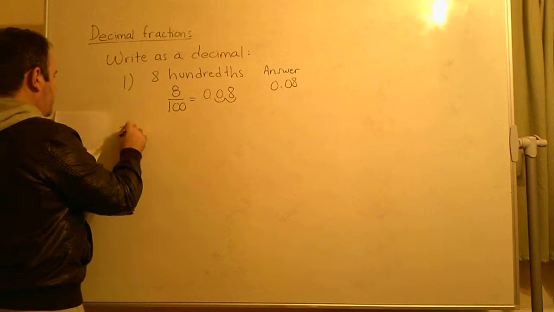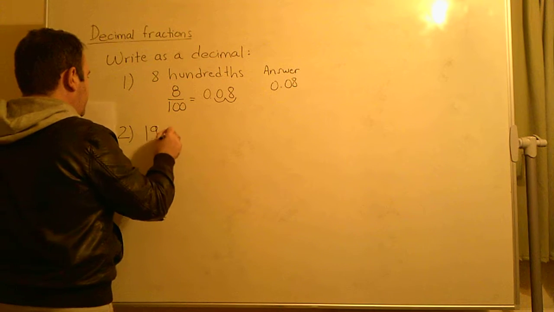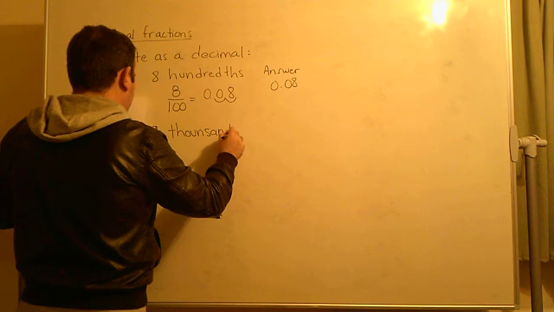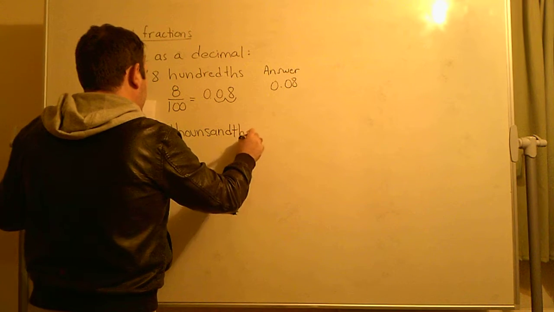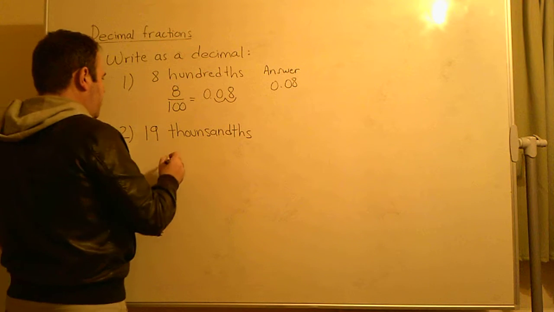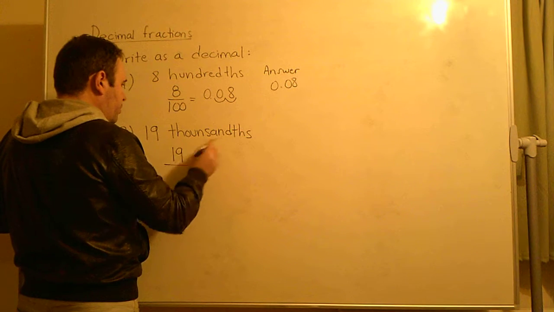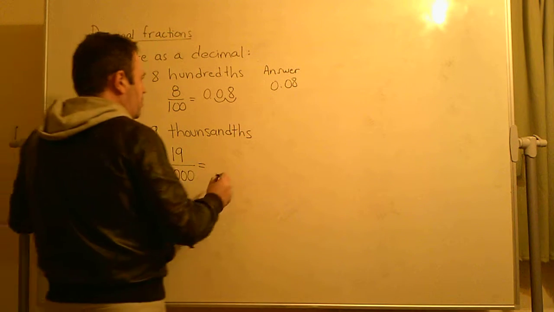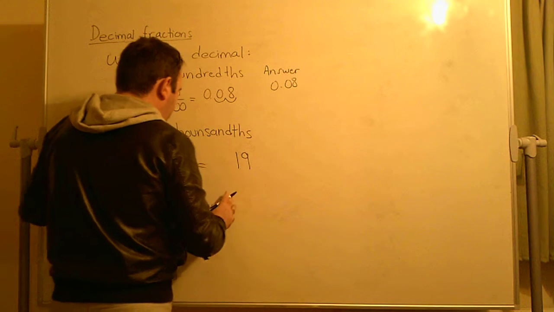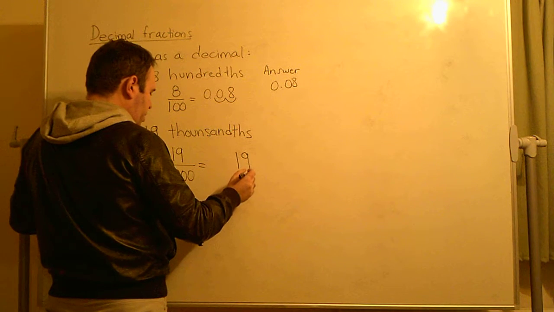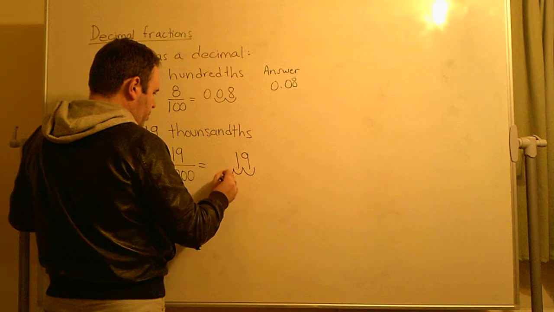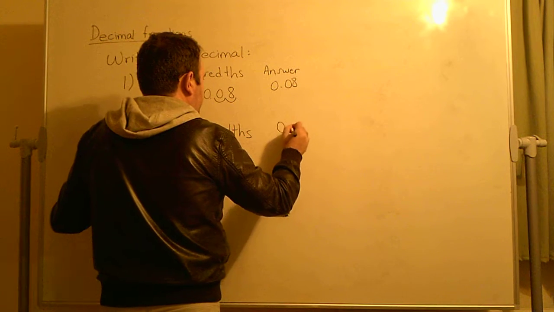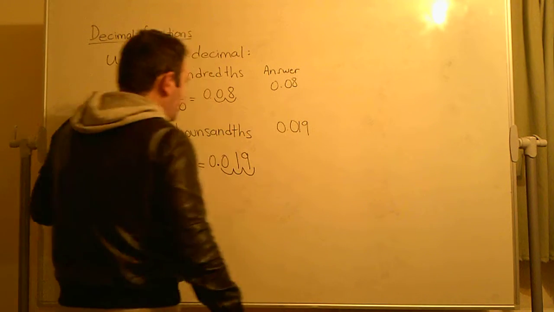Next sample. 19 thousandths. So we have 19 divided by 1000. So we have 19 here, and we need to move the decimal point how many places? 3 places, yeah? 1, 2, 3. So the answer would be 0.019.